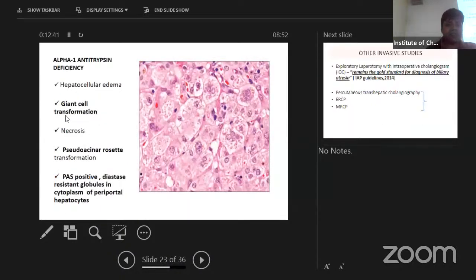Alpha-1 antitrypsin deficiency: hepatocellular edema and giant cell transformation, necrosis, pseudoacinar rosette formations, PAS-positive diastase-resistant globules in the cytoplasm of the periportal hepatocytes. PAS positivity.